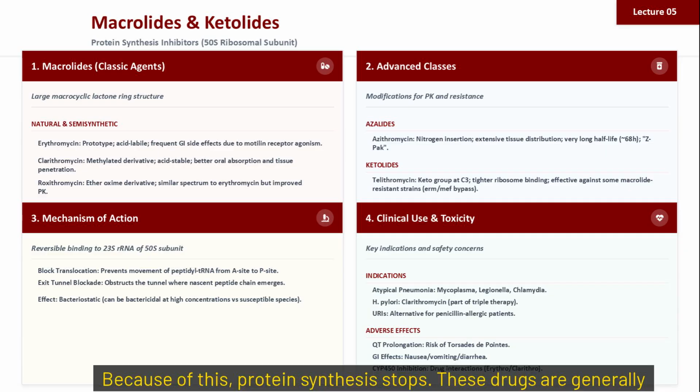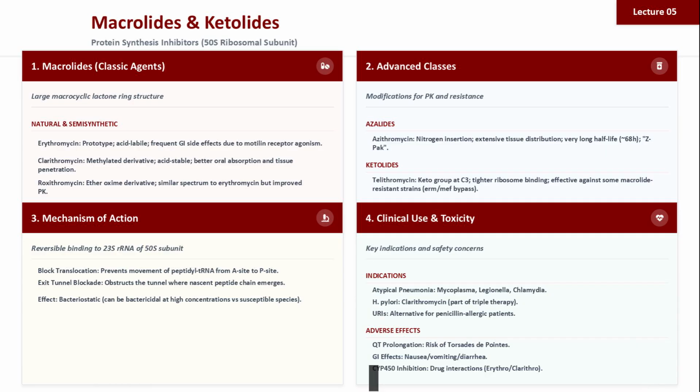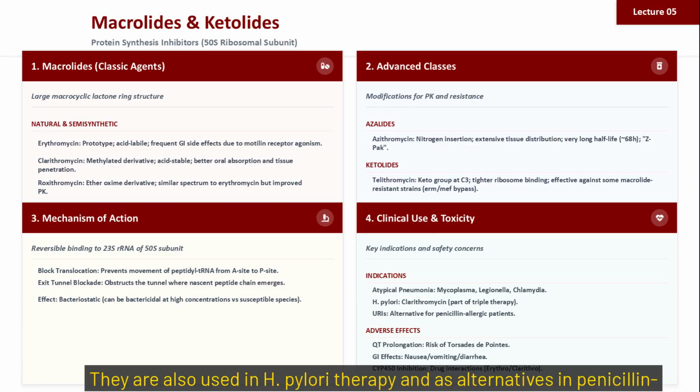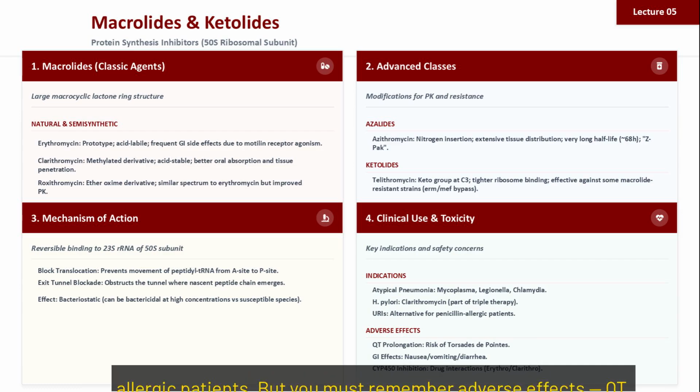These drugs are generally bacteriostatic, but can be bactericidal at higher concentrations. Clinically, these drugs are very useful in respiratory infections, especially for atypical organisms like Mycoplasma, Chlamydia, and Legionella. They are also used in H. pylori therapy and as alternatives in penicillin-allergic patients.